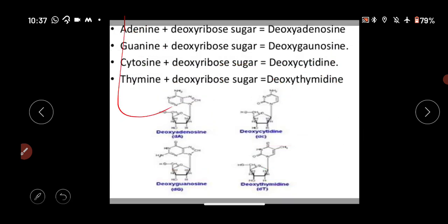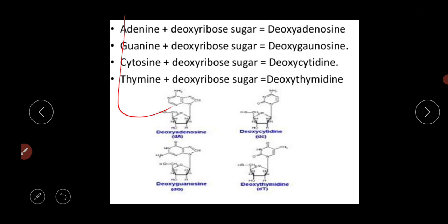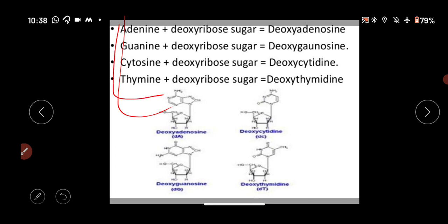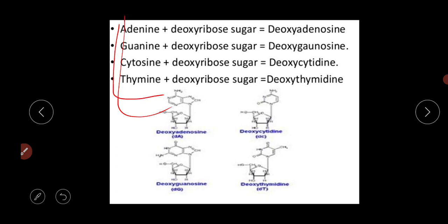So this is the nucleoside. A nucleoside is always formed by the binding of the base and the sugar. These are the bases. We have a total of 4 bases: adenine, guanine, cytosine and thymine. Adenine and guanine are purines, and cytosine and thymine are pyrimidines.